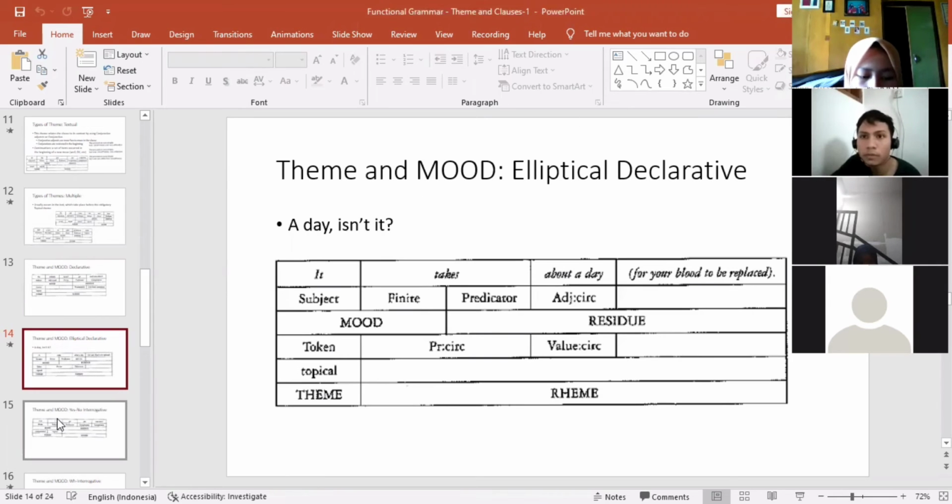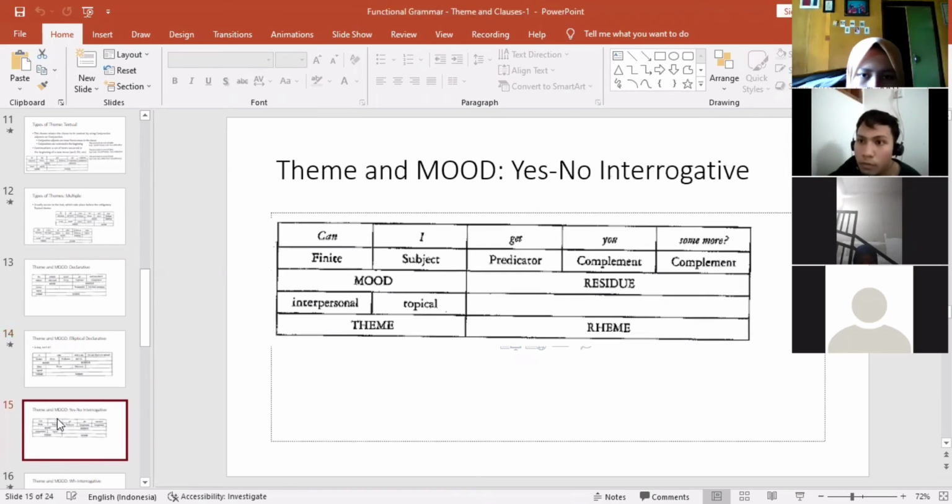Okay, thank you, Azmi, for the time. And now I will try to explain theme and mood in every sentence type: yes/no interrogative, WH interrogative, imperative, and minor sentence. The first is theme and mood, yes/no interrogative.